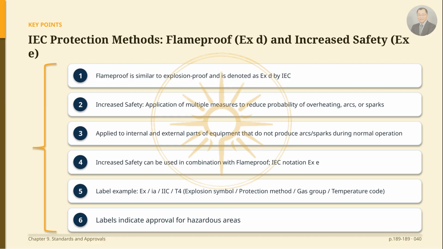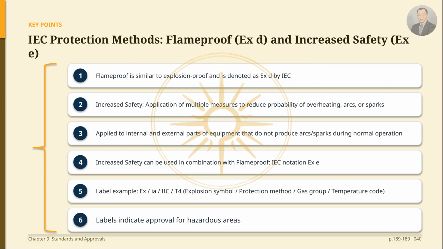Next, I will introduce increased safety. Increased safety is a protection method applied to electrical apparatus that do not produce arcs or sparks in normal service. It involves applying various measures to the internal and external parts of the device to reduce the probability of excessive temperatures or the occurrence of arcs and sparks. This method can be used in combination with flameproof protection and is denoted by the IEC as XE.